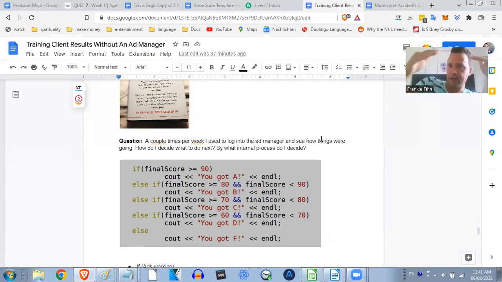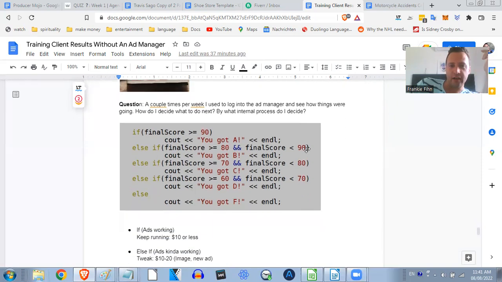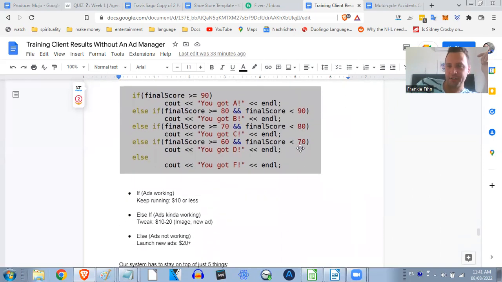Well, I started looking at how I'm basing my decisions in the ad manager off of the numbers. So what are the numbers I'm looking for, and how do I make decisions? And so I kind of modeled this line of thinking. And this is our simple logic, by the way, for our motorcycle stuff. And it really is this simple.